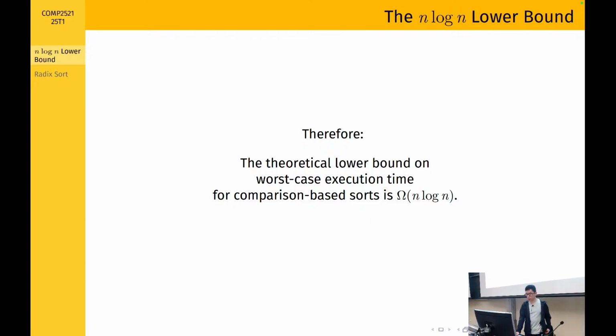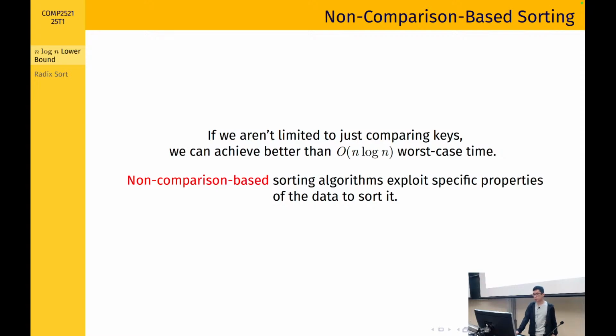Okay, so the question is, can we do better than this? Well, for comparison-based sorting algorithms, no, right? But if we do away with the idea of performing comparisons, then we can do better. And these algorithms are what we call non-comparison based sorting algorithms. With non-comparison based sorting algorithms, they do require some assumptions about the data, right?